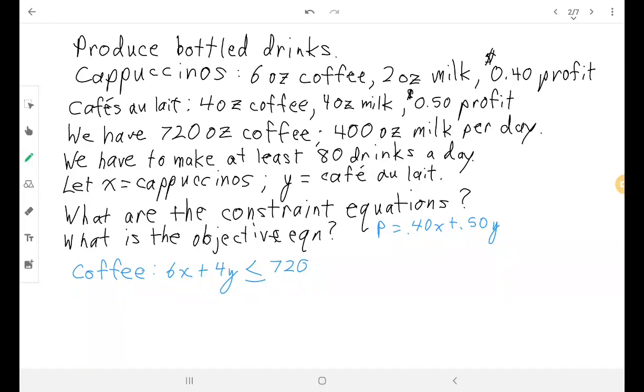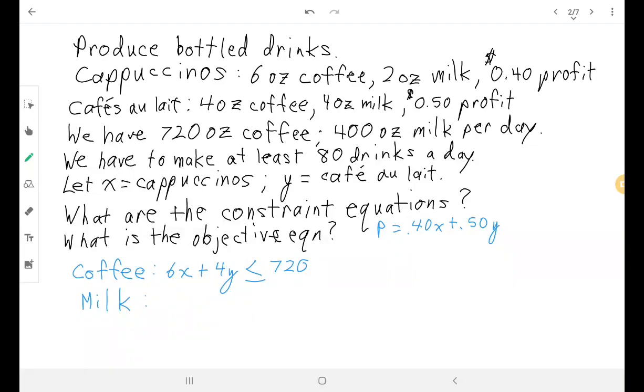You don't necessarily need to, but it can be helpful. Okay? So that's the coffee. Then, of course, we have the milk that we're going to use. So let's talk about how much milk we're going to use.